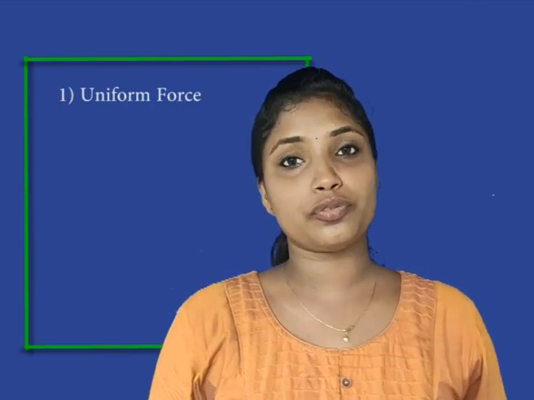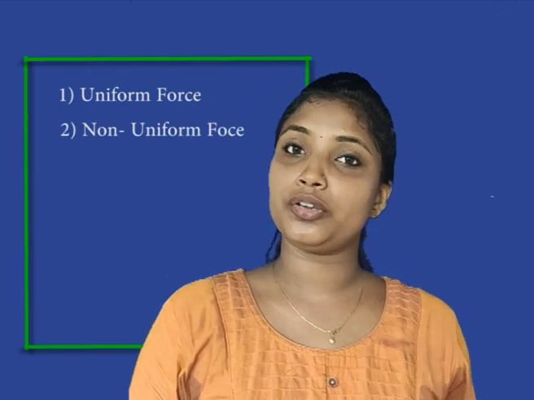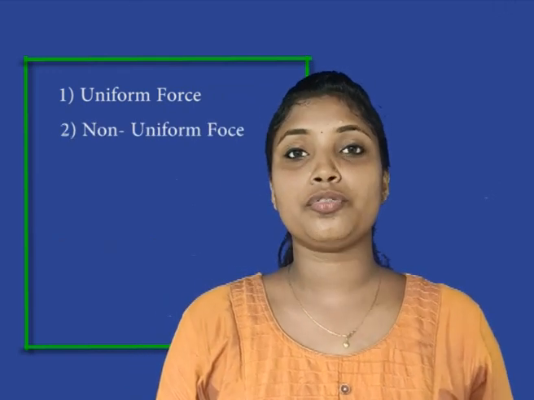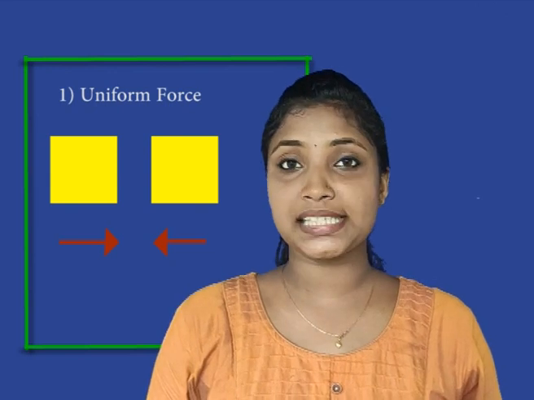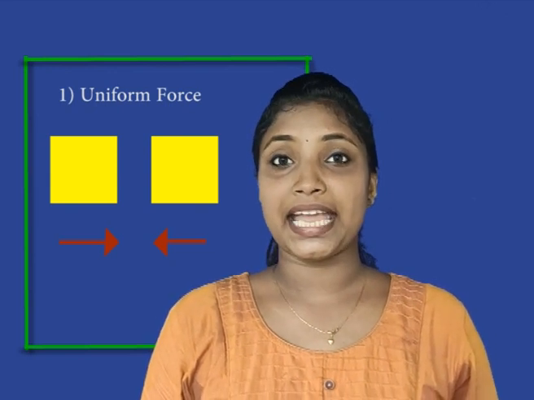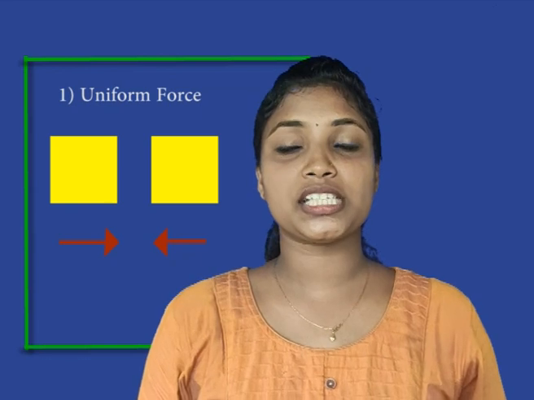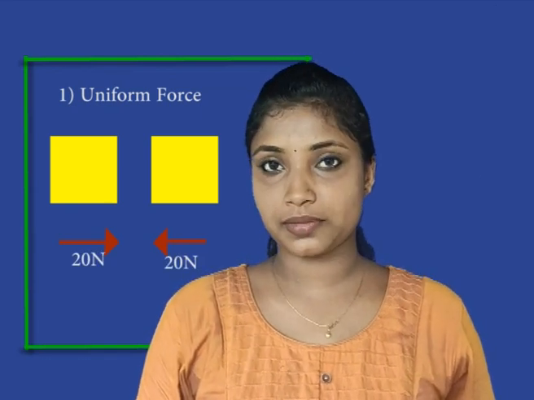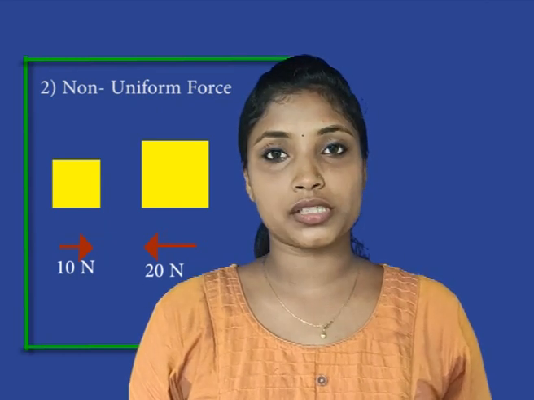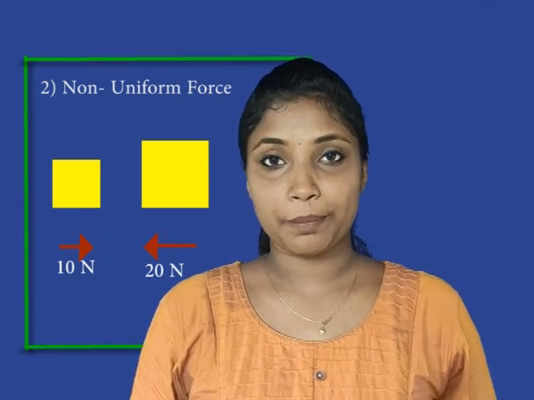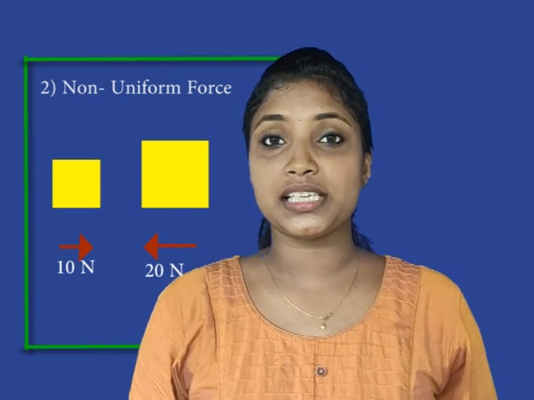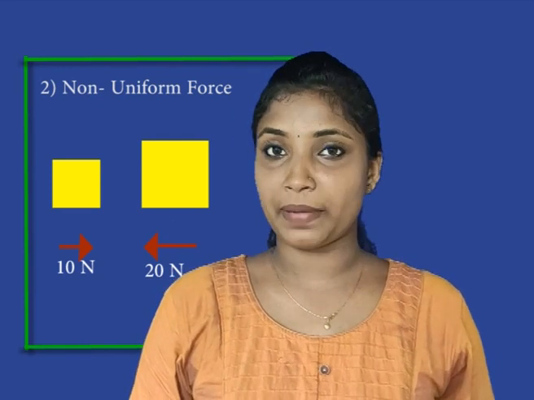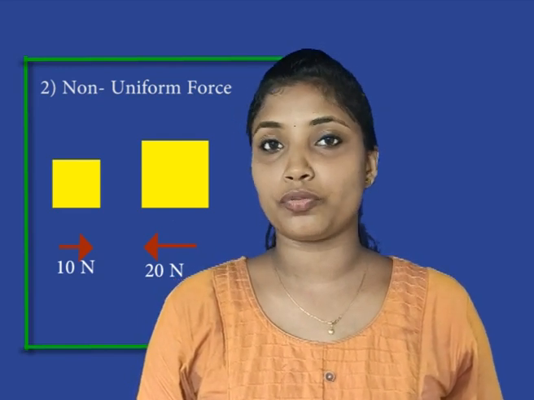First one, uniform force, and next, non-uniform force. Uniform force: if two bodies are applying forces of equal magnitude and opposite in direction, this kind of force is known as uniform force. Non-uniform force: if the bodies are applying a force in opposite direction but not equal in magnitude, it is known as non-uniform force.